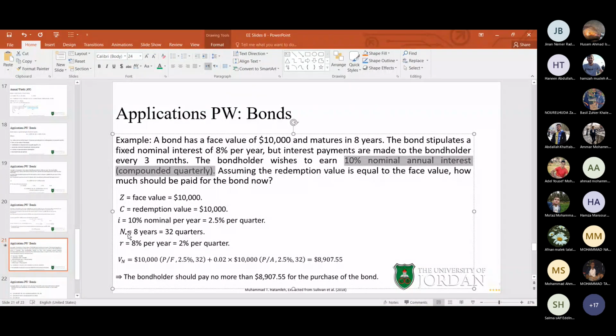Since the yield period is 8 years and I am working per quarter, I multiply it by 4 to give me the interest periods per quarter. The same applies to the nominal rate. The nominal is 8%, and to convert it to quarterly I divide it by 4, which gives me 2% nominal and 2.5% effective quarterly yield interest rate. The redemption equals the face value I have, and the interest period is 32 quarters.